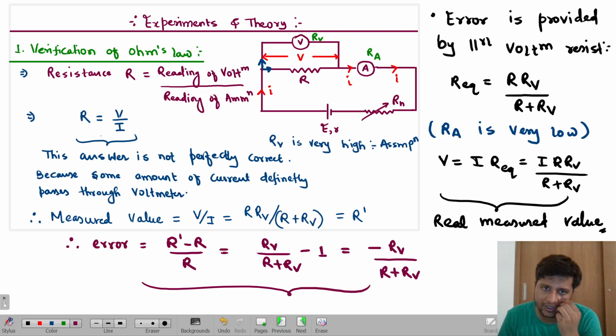So see, according to Ohm's law, V is equal to IR. But when I try to find the voltage drop, the voltmeter has some resistance. So due to that, the measured value is not R, but it's R equivalent in parallel with the voltmeter, which is given as IR into RV by R plus RV. So therefore, relative error is given as minus of R by R plus RV. Are you able to get me or not? Is that clear? Okay, can I move ahead?